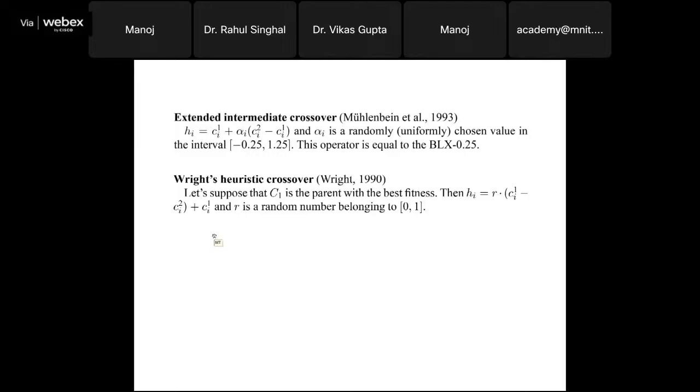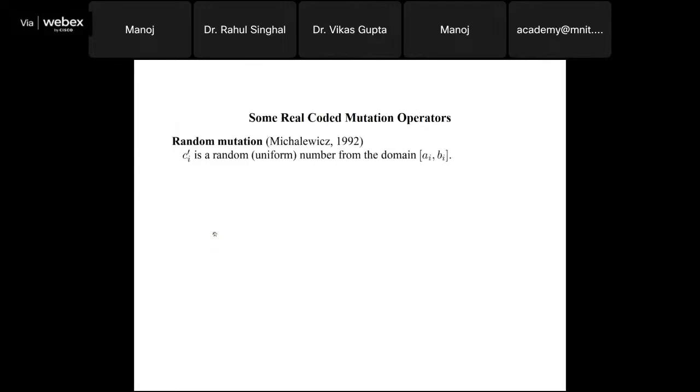Some ideas were given. One of the ideas was to just randomly flip the values. That means given a particular solution, just define a random value between the lower bound and upper bound. Again, it was one of the first few ideas, and where CI follows a uniform distribution. That means it is equally probable to find a value in this interval.